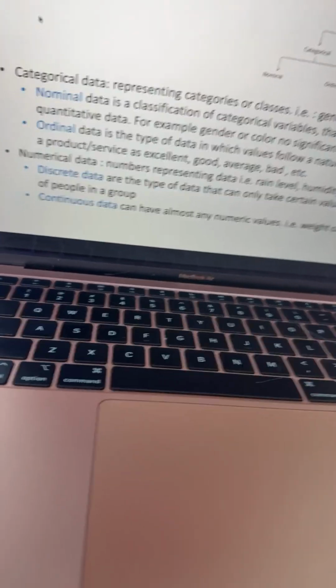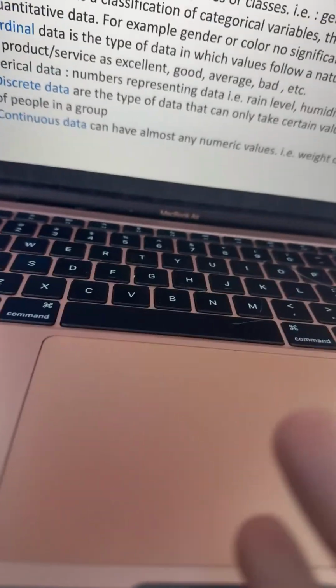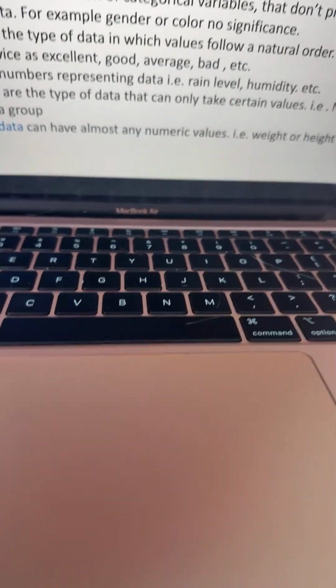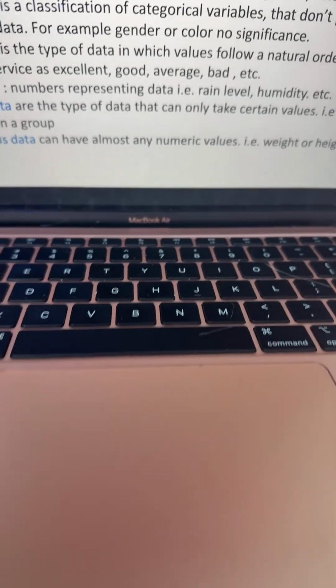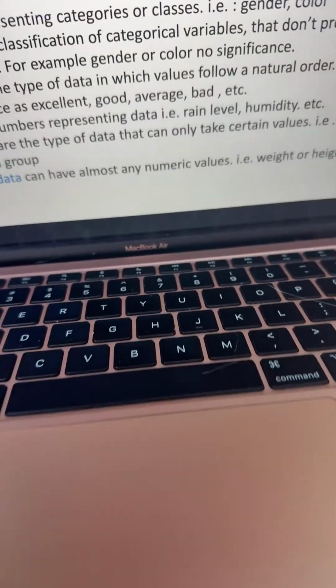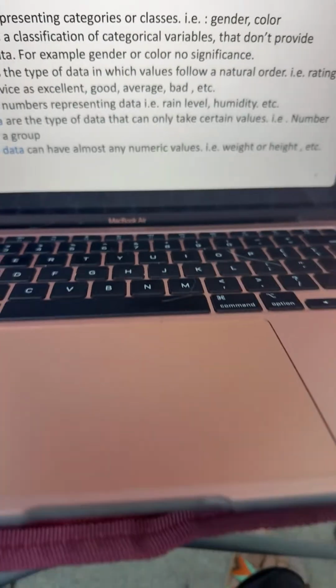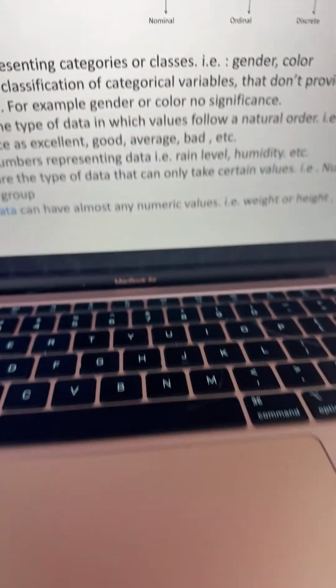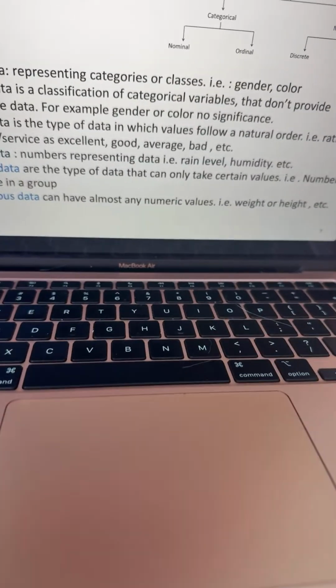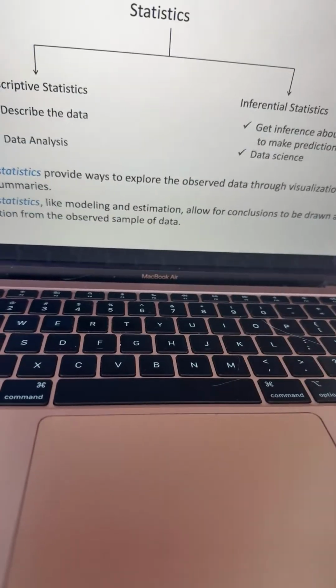Okay, and then discrete data is the type of data that can only take certain values, such as number, i.e., number of people in a group. So it has to take a certain value. Like you can't not give it a value, right? And continuous data can have almost any numeric value. So, okay, so I guess discrete data is one that's like integers, right? And continuous data is one that is like a floating number.